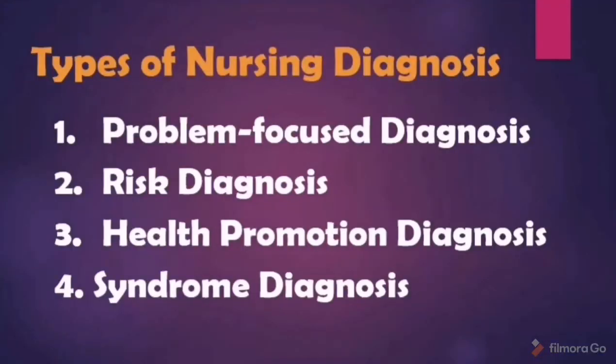So we actually have types of nursing diagnosis. First is the problem-focused diagnosis, in which a client problem is present at the time of nursing assessment. So these diagnoses are based on the presence of associated signs and symptoms. We also have your risk diagnosis. These are clinical judgments that a problem does not exist, but the presence of risk factors indicates that a problem is likely to develop unless nurses intervene.